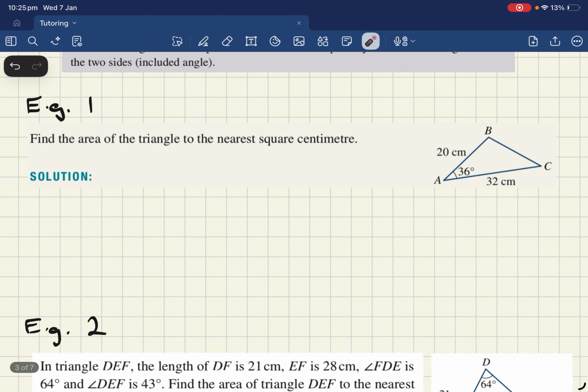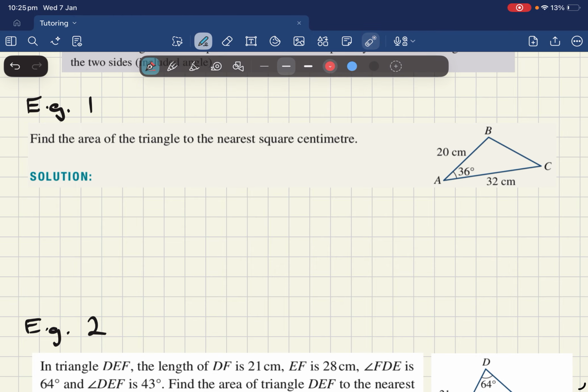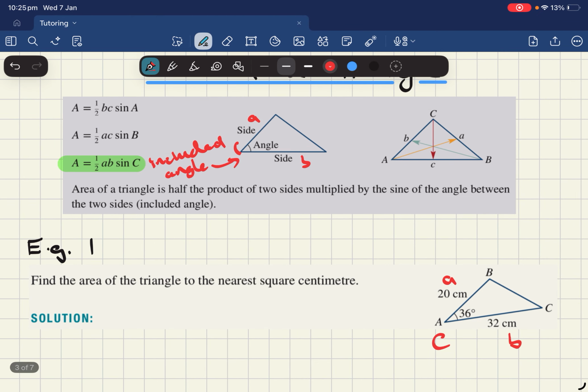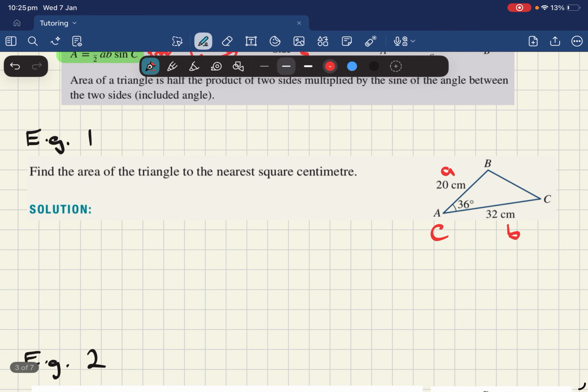Now, in example 1, we want to find the area of the triangle. The two sides that we've been given, we're going to label these A and B. And this angle is going to be angle C. Just using this rule. If you want to keep it consistent with these letters, you can call this B and then this one C and that angle A and use one of the other formulas. But this is essentially how I'm going to do it because this is the one formula that you're given in your HSC formula sheet.